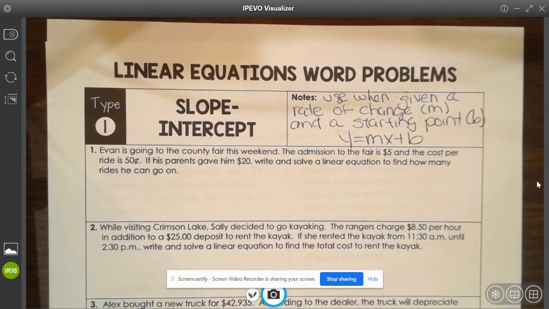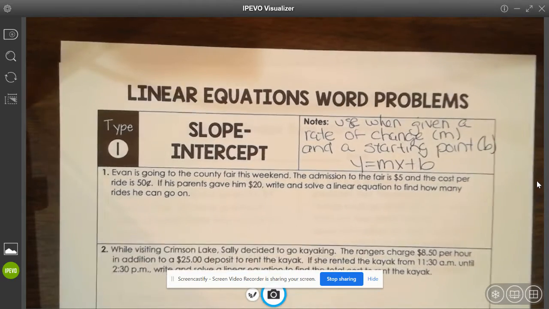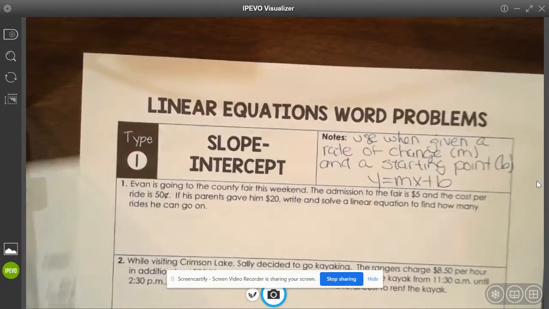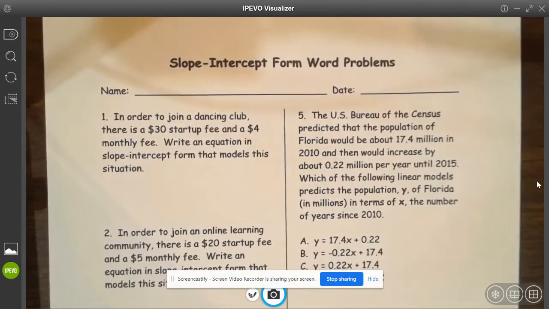Okay, so this week we're gonna do linear equations, the word problem. So we're gonna use y equals mx plus b, the slope and the y-intercept, and then get it from the word problem and create the equation and then solve for some stuff. The first part is just setting up the equation. So let's set up the equation.